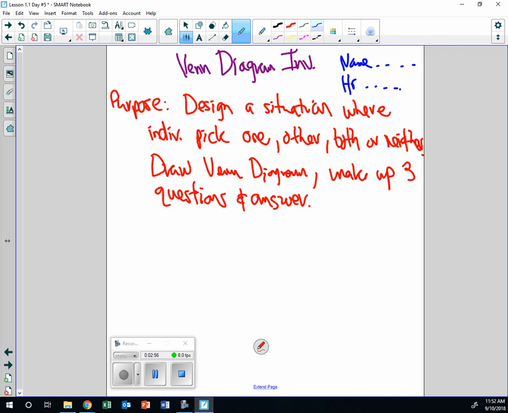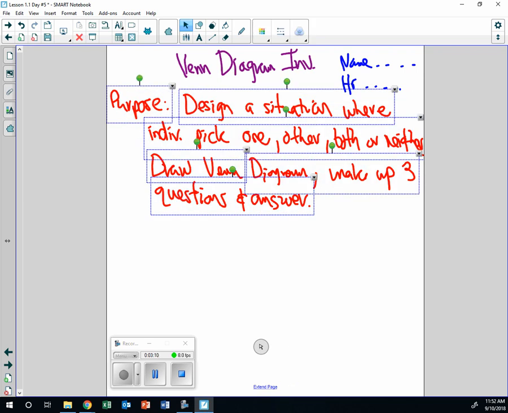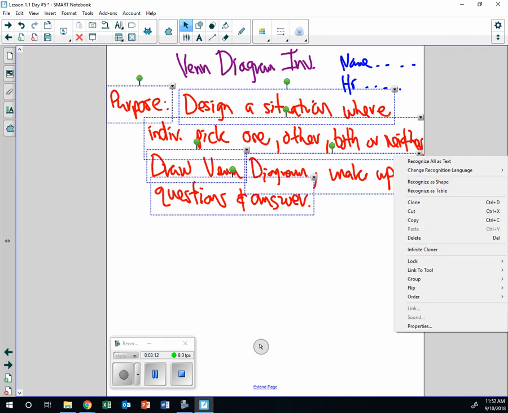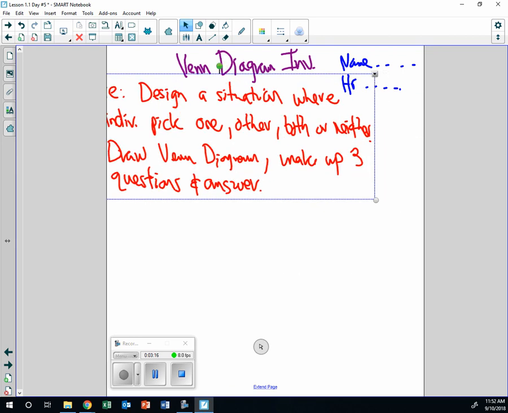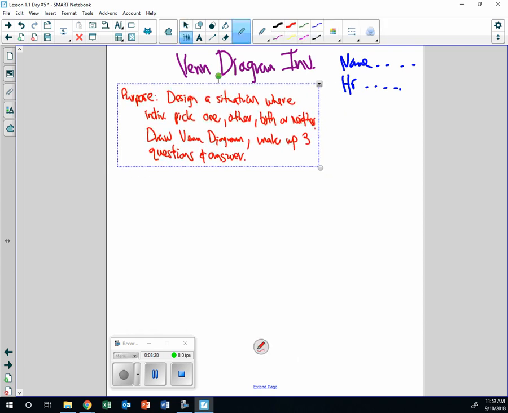And so you're going to design a situation where individuals pick one, other, both, or neither, draw a Venn diagram, make up 3 questions, and answer. That's the purpose. The purpose is what the whole point of this thing is, and there it is. There's your purpose. Now, what's the rest of it? Well, probably the next thing you're going to want to do is your Venn diagram. So the sketch comes next.